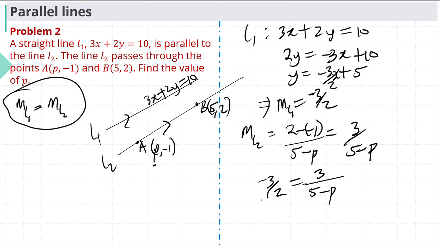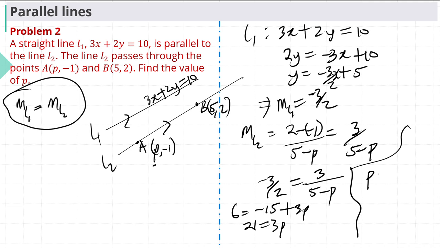When we cross multiply, what do we get? We get 6 equals -15 plus 3p, which in turn gives 21 equals 3p. Dividing both sides by 3, the value of p is equal to 7. So it tells us that the coordinate of the point A is (7, -1).